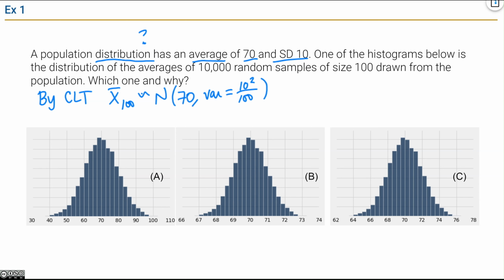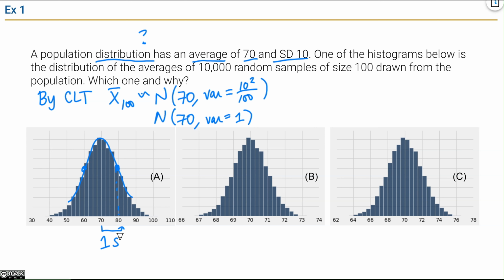Okay. So this means I'm looking for which of the following is a normal distribution centered at 70 with variance equal to 1, which means the standard deviation is equal to 1. All three of these are centered at 70, so that doesn't help me. Now I need to eyeball the standard deviation. Remember the fun fact that the standard deviation occurs roughly where the inflection point is on this curve, one standard deviation away from the mean. So I would assume this is 1 standard deviation.